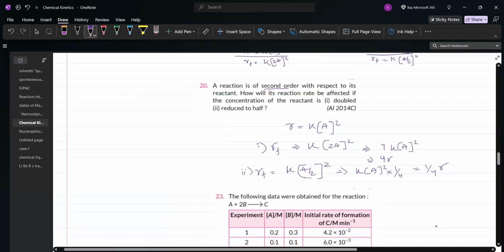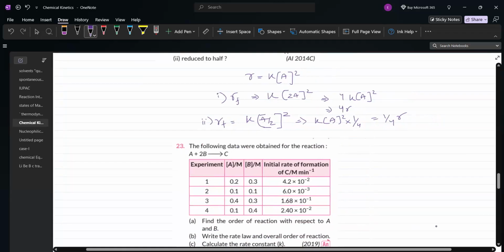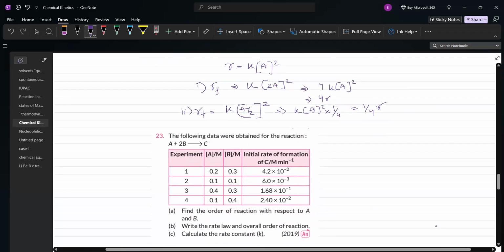After noting this down, just see the table, okay? And we will solve it. Just read the question, okay?